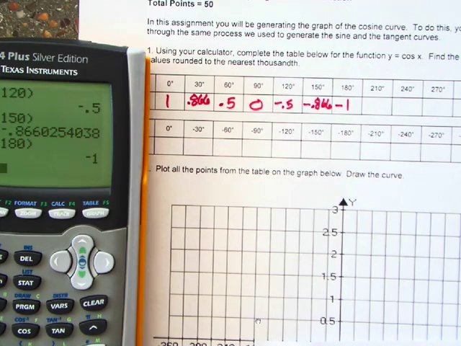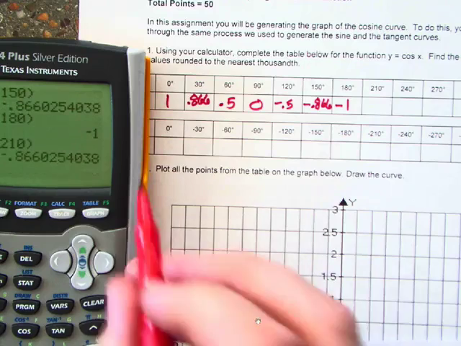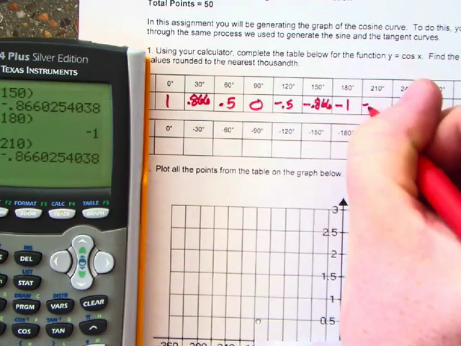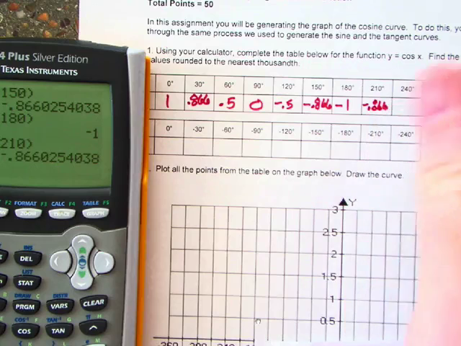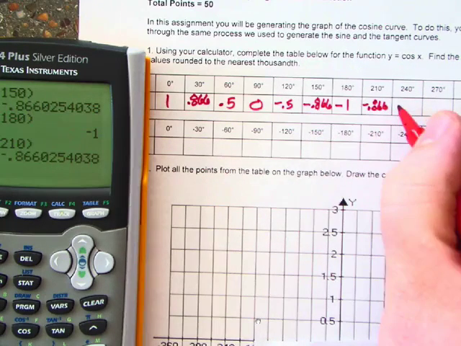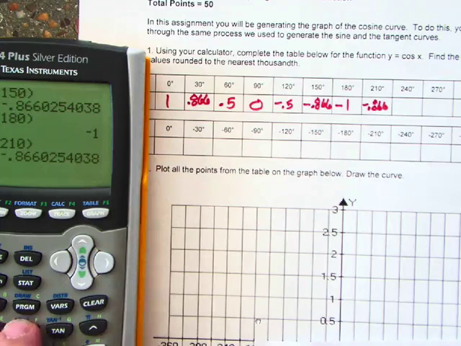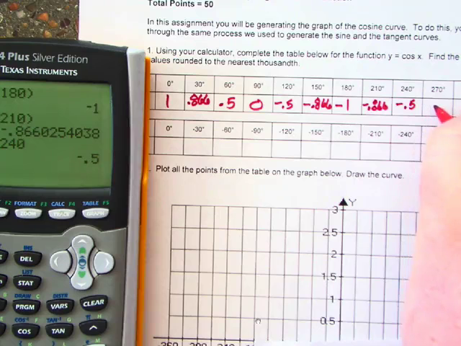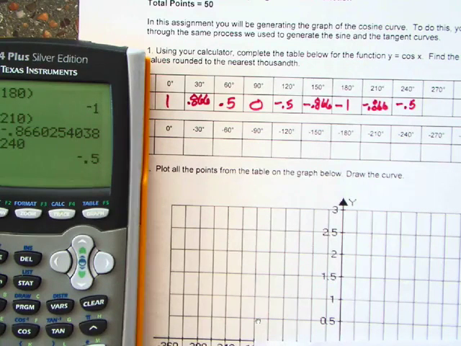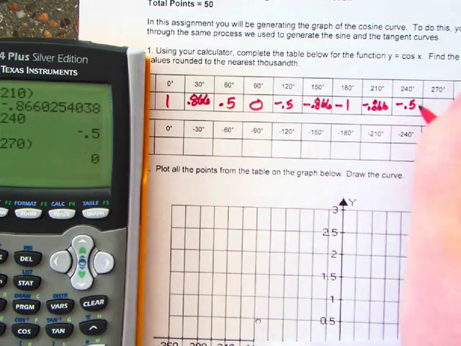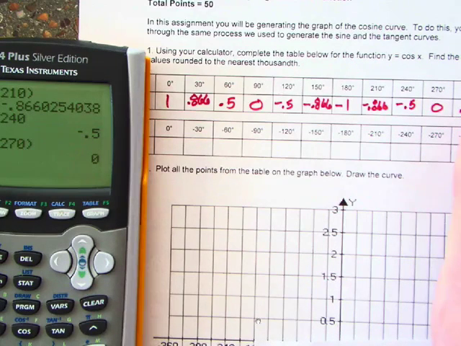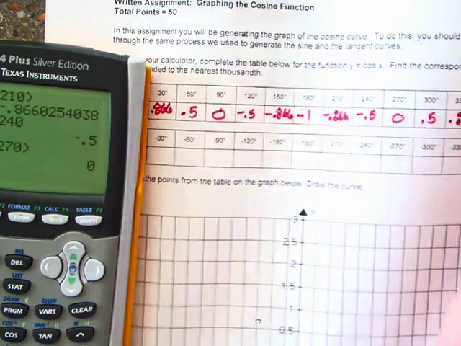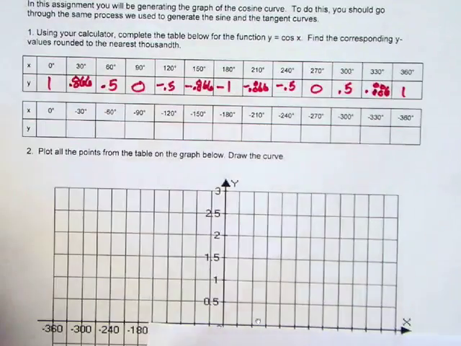Cosine of 210 degrees is negative 0.866. So we can assume it's probably going to be negative 0.5 right there. So cosine 240 is negative 0.5. And then I'll bet this is 0. Cosine of 270 is 0. And then it's going to go on, 0.5, 0.866, and 360 is going to be 1. Okay, so we just go on and fill in the charts.